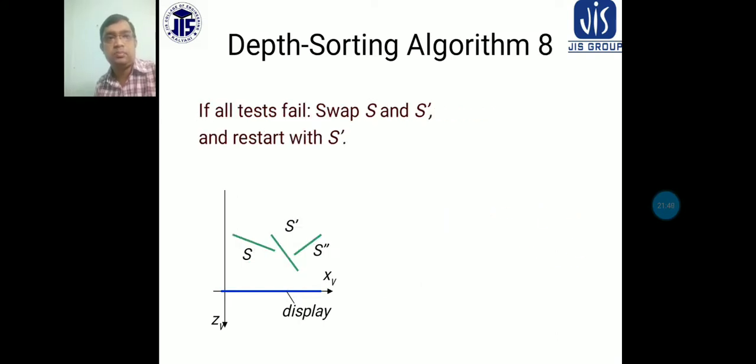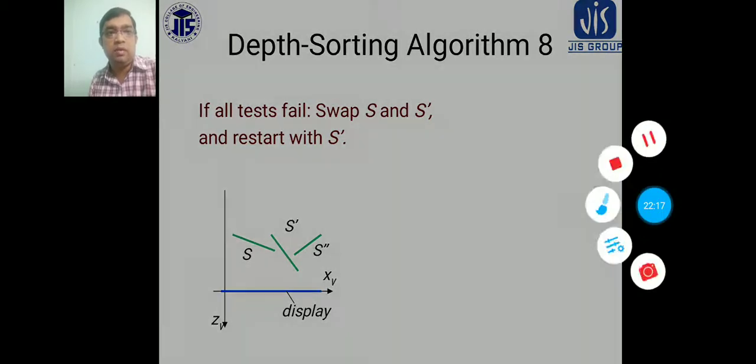The depth sorting algorithm 8 is considered: if all tests fail, swap s and s dash and restart with s dash. That means the display is considered, and similarly the first phase becomes the v and zv, the display is the horizontal component xv, and s, s dash and s double dash are found here.